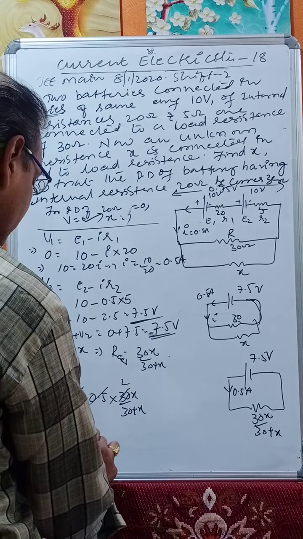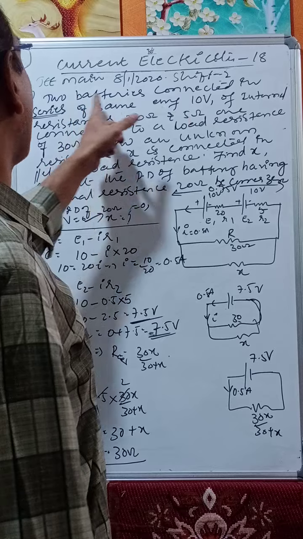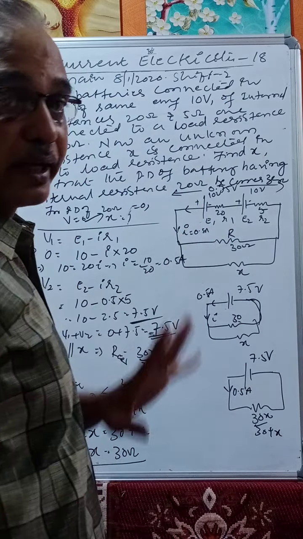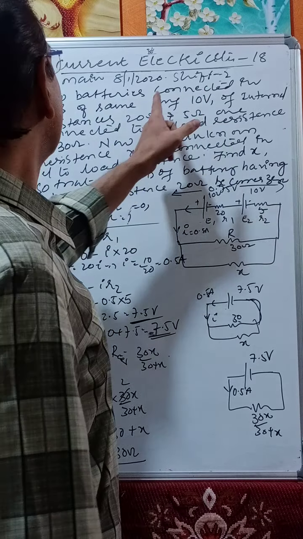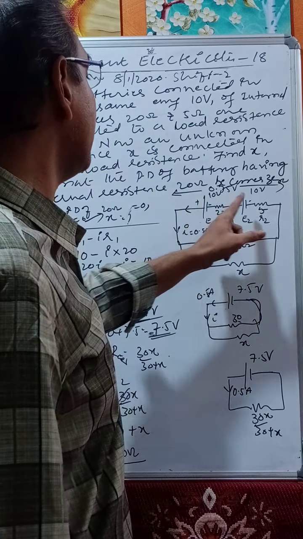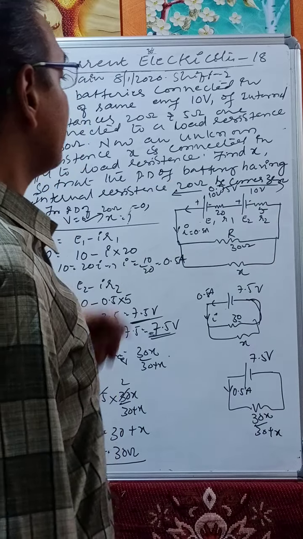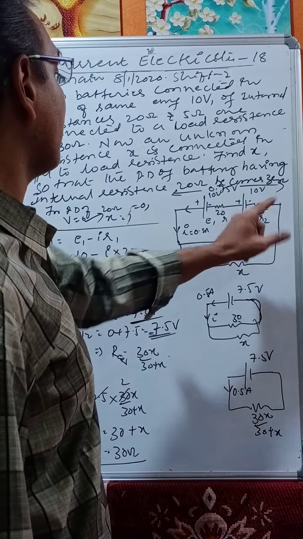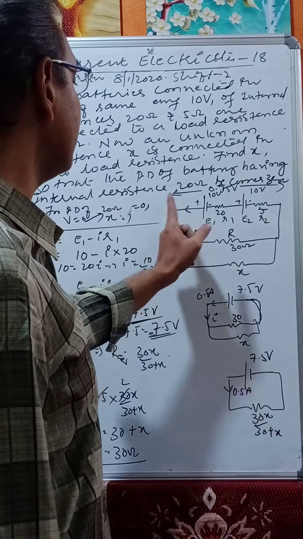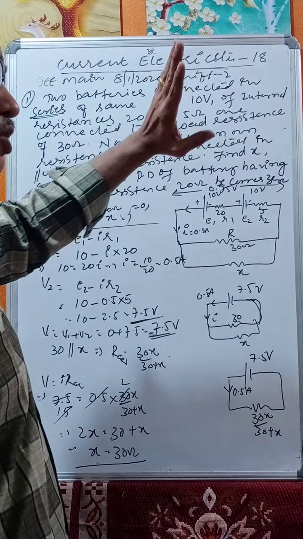So that is another problem. Very important one, very good problem. He has given two EMFs. Two batteries are connected in series, therefore positive to negative only, of the same EMF 10 volts and 10 volts. E1 is equal to 10 volts, E2 is equal to 10 volts, of internal resistances 20 and 5. R1 is 20, R2 is 5. They are connected to a load resistance of 30 ohms. Load means the complete output is called the load.